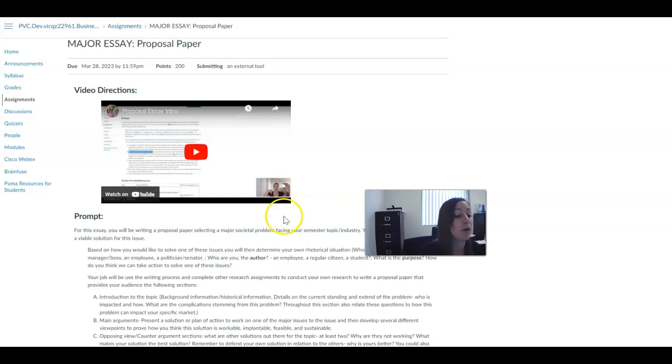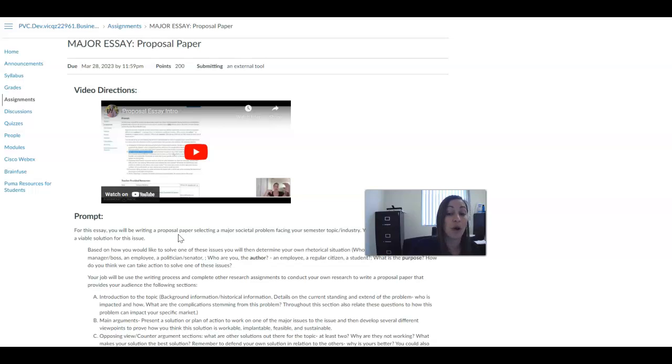So in this paper, our prompt tells us that we are selecting a problem facing your industry, and I have provided a chart that comes up with a bunch of different issues for each individual field of interest. So you're going to pick one of those problems, but the focus of the essay is actually on the proposal. You're going to be proposing a solution to one of these problems that you've selected.